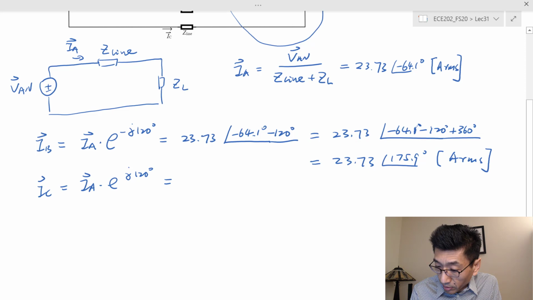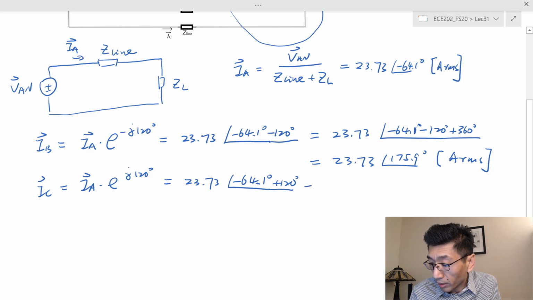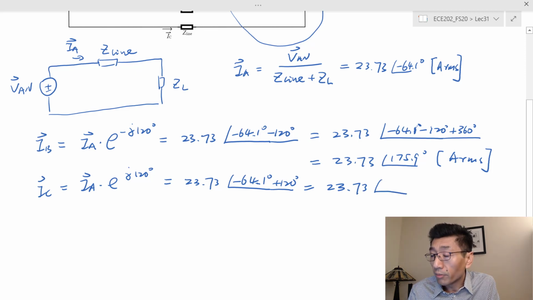And that's going to be equal to 223.73 negative 6.64.1 plus 120. So this will be within 180 degrees, so we don't need to do anything to bring it back. And so therefore the phase angle is 55.9 degrees, and RMS value.